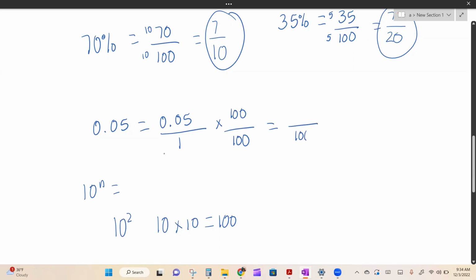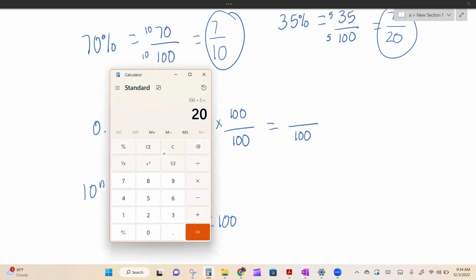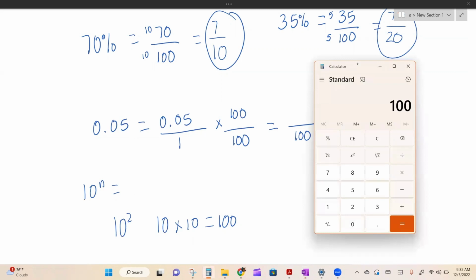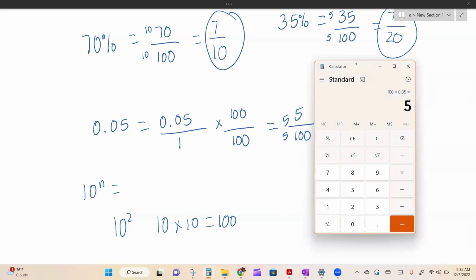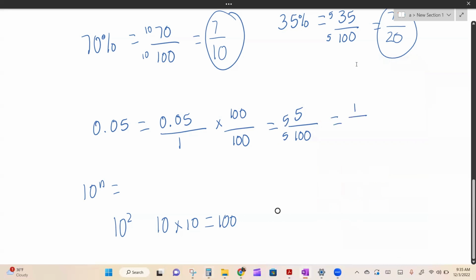So now we have 100. 100 times 1 is 100. And then 100 times 0.05 is 5 over 100. And that is not in lowest terms. So I'm going to divide each one by 5 because I know I'll get a 1 on top and that will be lowest. So 5 divided by 5 is 1, and 100 divided by 5 is 20.